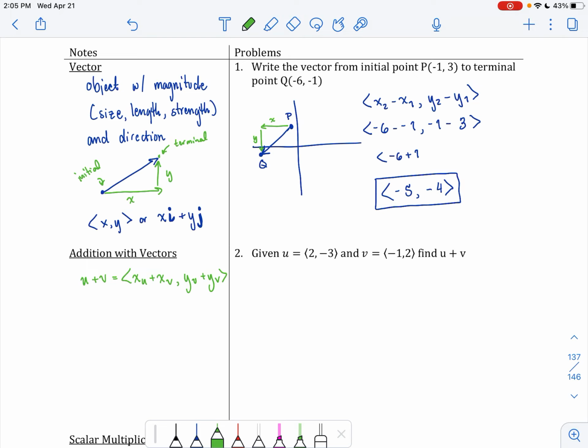Now, u and v are just normal vector variables. I know they look identical. I will try my best to make them look different. It's just what most people use as their variables for vectors, just like we use theta and x for a lot of our variables. So here we have 2 plus -1 for our horizontal components, and -3 plus 2 for our vertical components. So that would simplify to <1, -1>. That's what I mean. Addition works exactly the way you feel like it should.